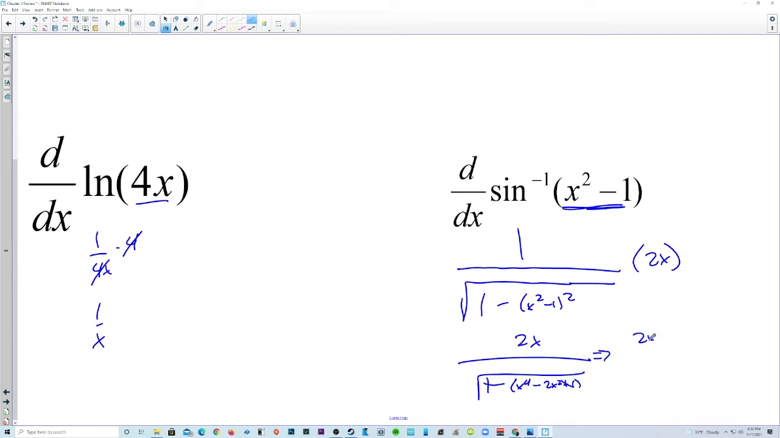That's going to be 2x over the square root of, and then we can factor out an x squared out of this. X squared, which would be x squared minus 2. And then the square root of x squared is x. It's actually the absolute value of x, but I'm not going to worry too much about that. Well, let's put absolute value of x. That's x squared minus 2, and then these x's cancel out. So that's 2 over the square root of x squared minus 2.